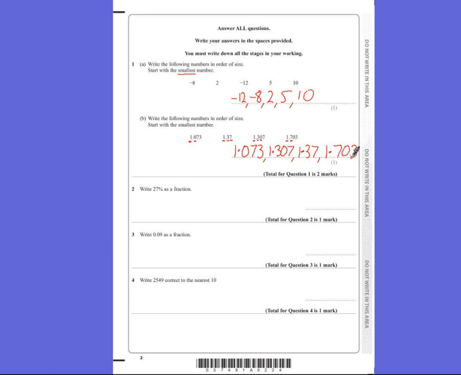Question 2, write 27% as a fraction. Well, percent means out of 100, so it'll just be 27 out of 100. Always cancel down if you can, but the only numbers that go into 27 are 3 and 9 that will help us, and they don't go into 100, so we can't cancel down.